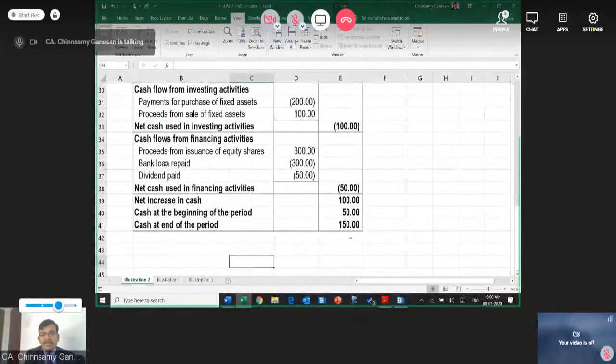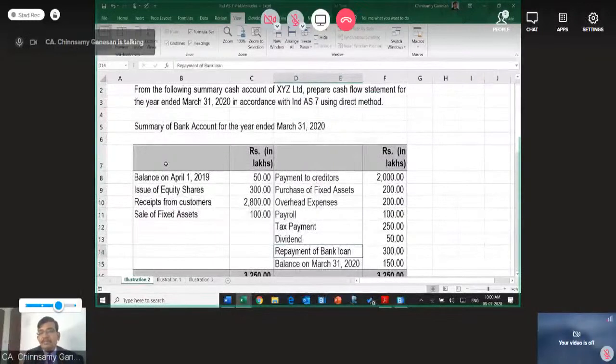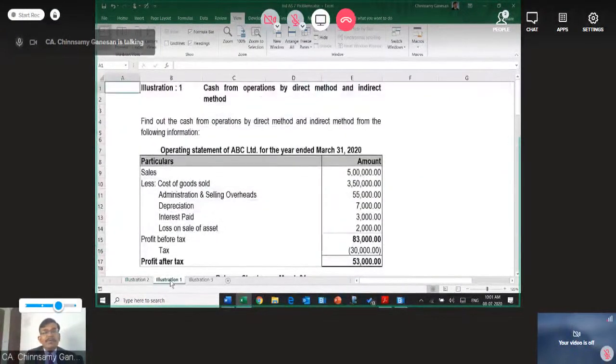I have done a cross check whether that number is matching with my 150 rupees of closing balance or not. If it is not matching, something you have missed. That's what you have to understand. This is on direct method. Very simple, but normally companies will not do. We are going for the same item, both direct method and indirect method.